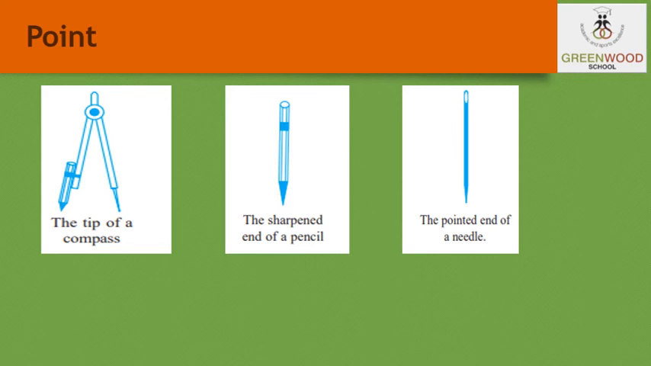Let us start with a point. A point in geometry is a location. It has no size, that is, it has no width, no length and no depth. A point is shown by a dot. For example, the tip of a compass is a point, the sharpened end of a pencil is a point, the pointed end of a needle is an example of a point.